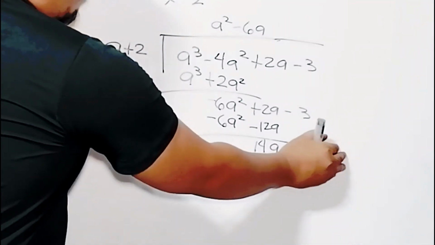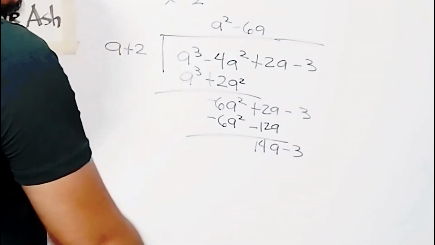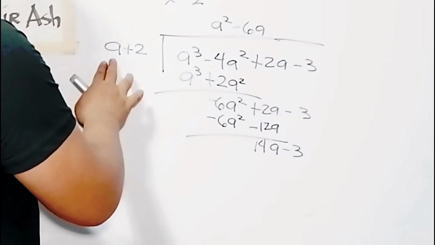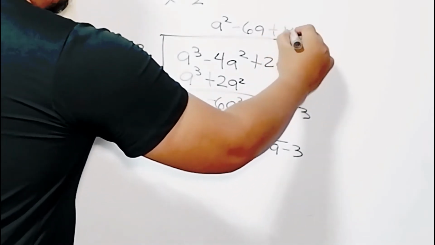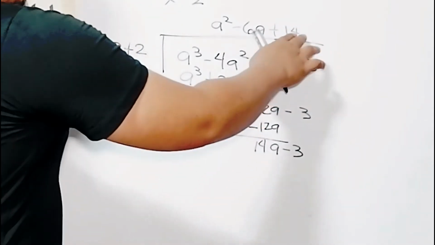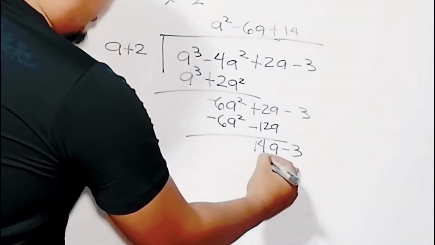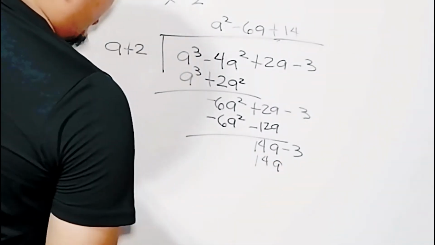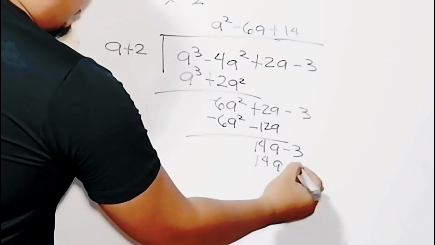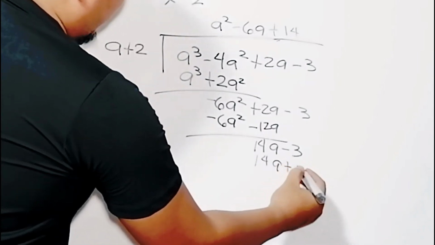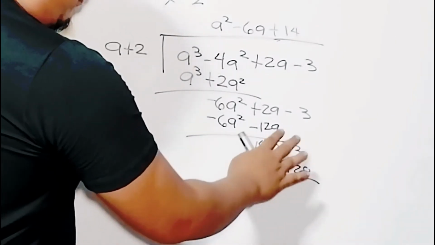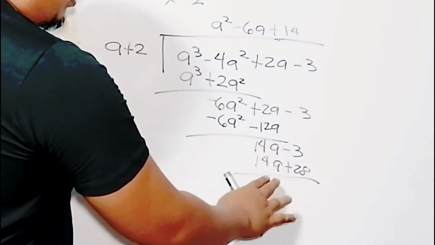Now, we cover the negative 3. We cover the positive 2. 14a divided by a, and that is positive 14. 14 times a, that is 14a. And then 14 times 2, that is positive 28. So therefore, if you subtract this one, there is nothing left here.